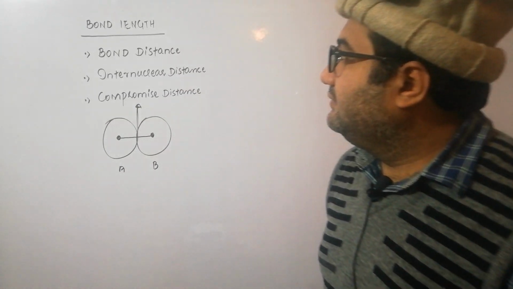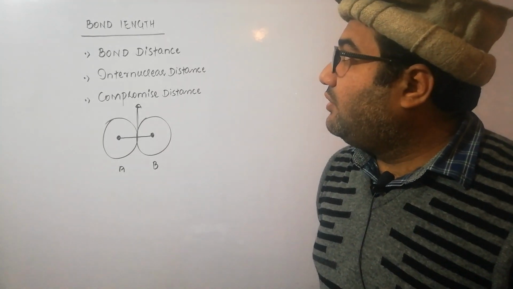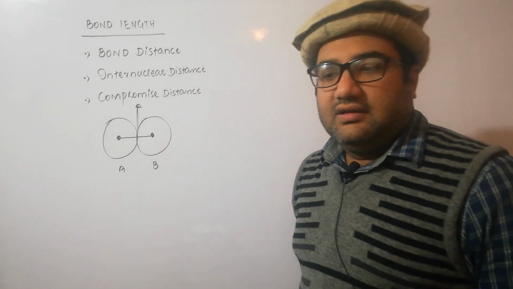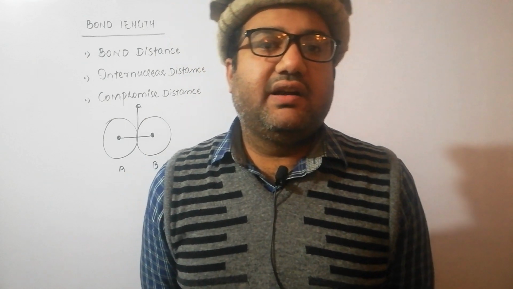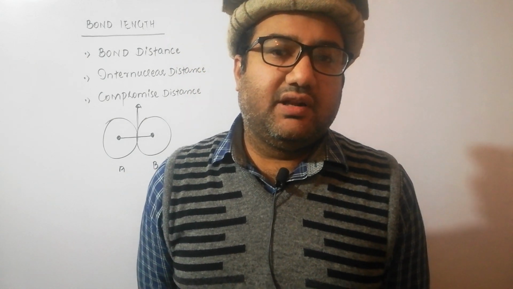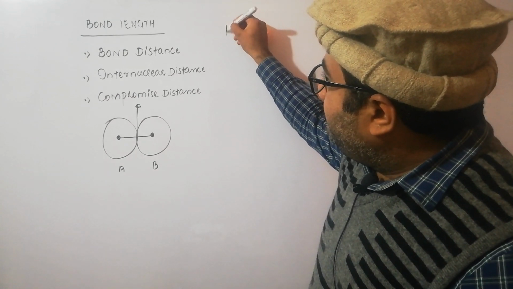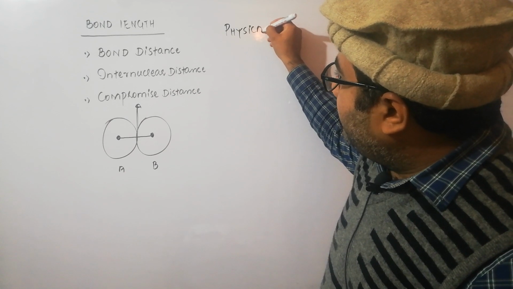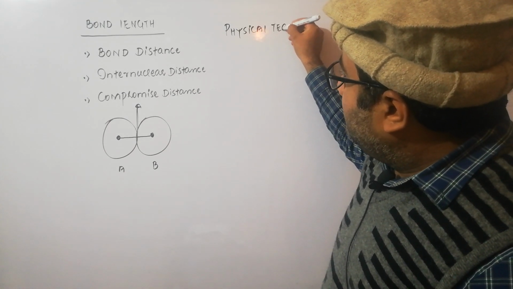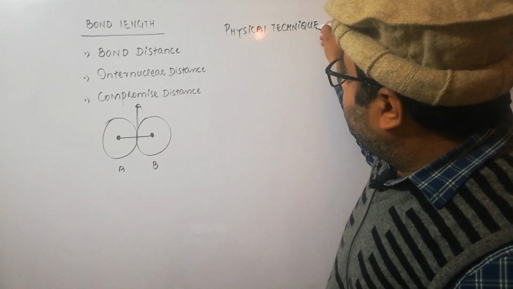So now let's move towards the third heading. A very important MCQ is asked from the third heading: how is bond length measured? Do we use some physical techniques, or do we perform some chemical techniques in order to determine the bond length? Keep in mind that we actually use physical techniques to find the bond length.